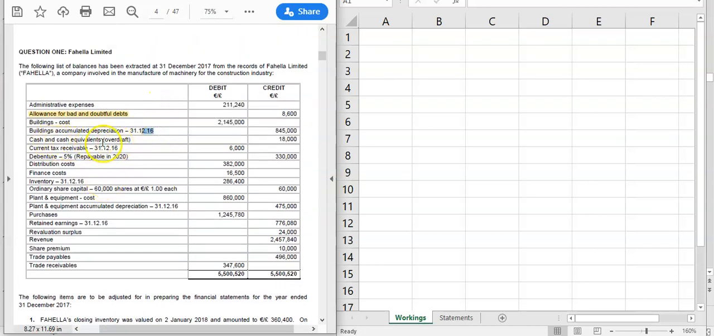Cash and cash equivalents, they don't need to tell you it's an overdraft. You should know that if it's on the credit balance side, that means it's overdrawn, it's a current liability. This is something I would highlight because it's probably going to be an issue. Current tax receivable from last year.